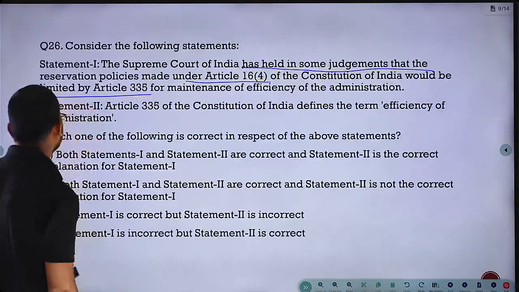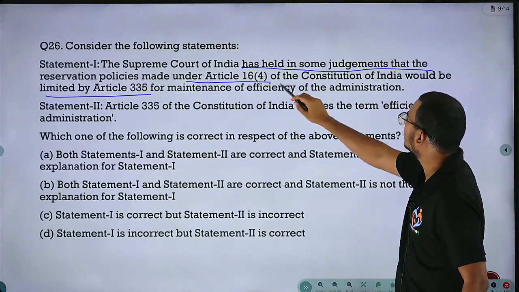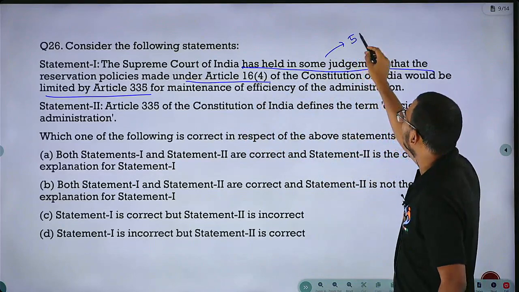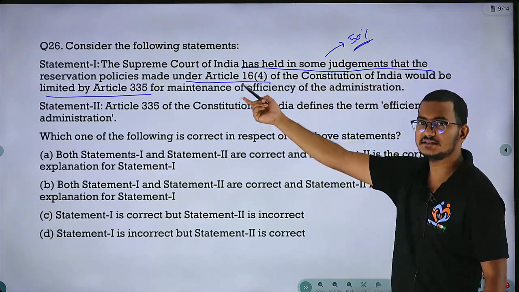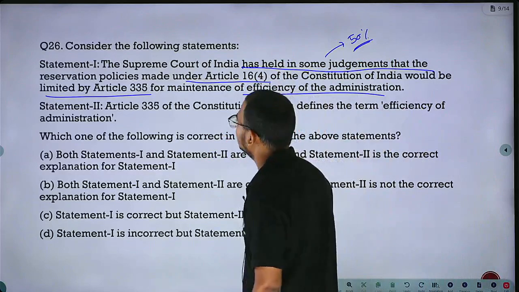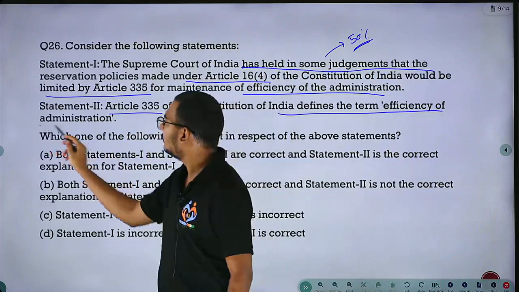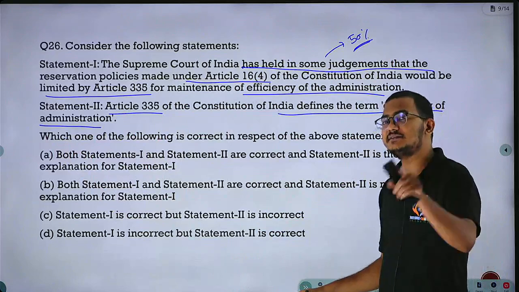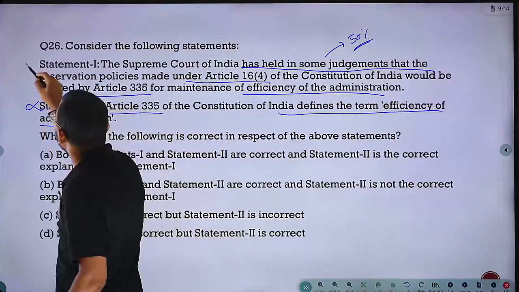So with this knowledge, you can solve this question. See, statement one, yes, the Supreme Court of India held in some judgments that reservation policies made under Article 16 clause 4 of the Constitution of India would be limited, yes, by Article 335. I have already told you, so maximum 50% only you can give. This the Supreme Court told in the Indira Sawhney case. So Article 16 clause 4 is limited by Article 335, yes, right? For maintenance of efficiency of the administration. Article 335 of the Constitution of India defines the term efficiency of administration. So it is not defining the term. Actually, it is asking the government to balance reservation and administrative efficiency. So this is wrong. Statement 1 is correct.